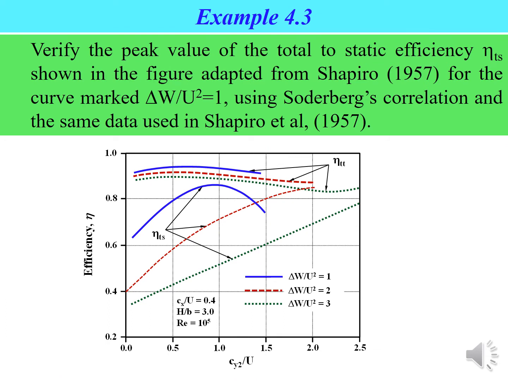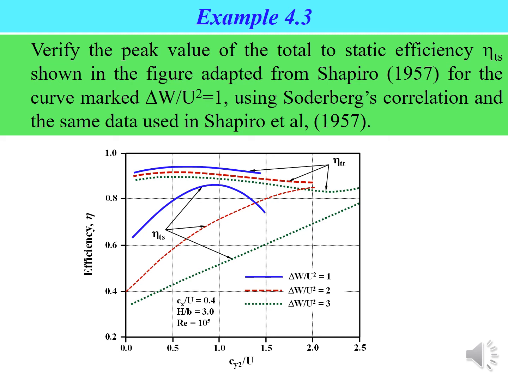Example 4.3: verify the peak value of the total to static efficiency, eta TS, shown in the figure adapted from Shapiro 1957, for the curve marked with stage loading factor equal to 1, using the Soderberg correlation and the same data used in Shapiro et al. 1957. Okay, this is the question for example 4.3, so you need to use the graph of Shapiro 1957 to answer the question.